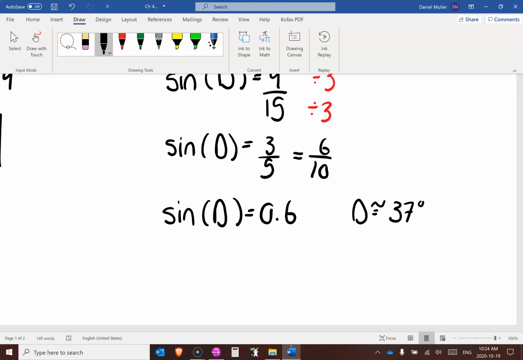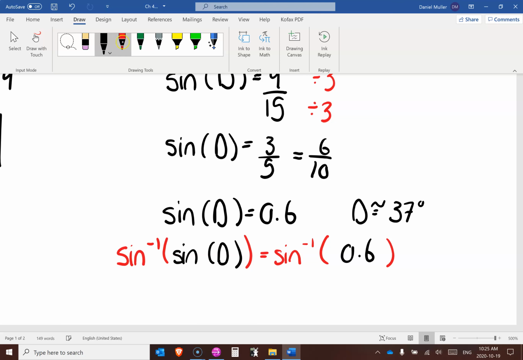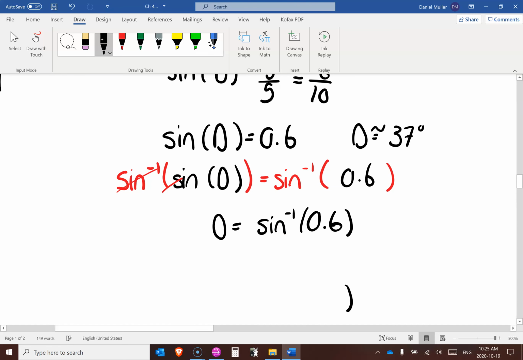Now if you wanted to use a calculator for this, you need to know what to put in the calculator. To do that, I usually go sine inverse, sine -1 on both sides. Which is sine of D and 0.6. So those are gone. And D equals sine inverse of 0.6, which I can then put into my calculator.